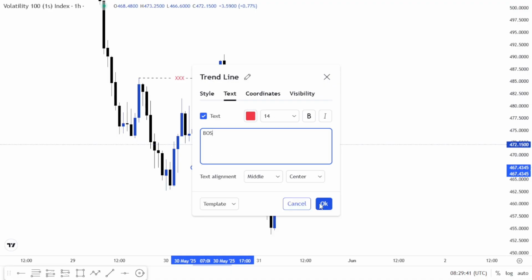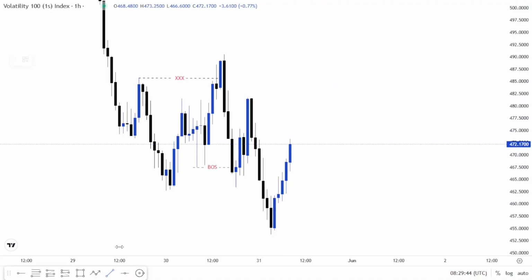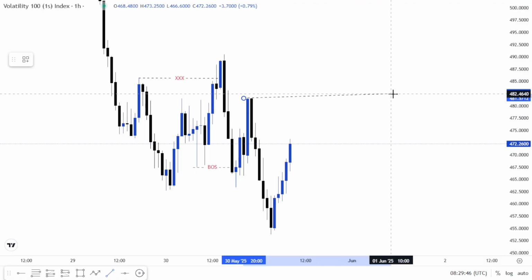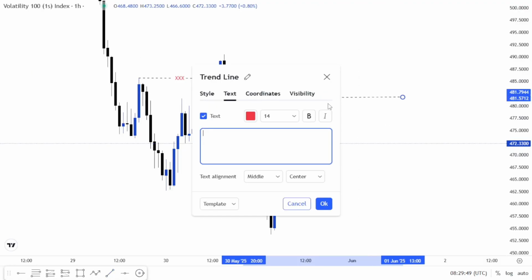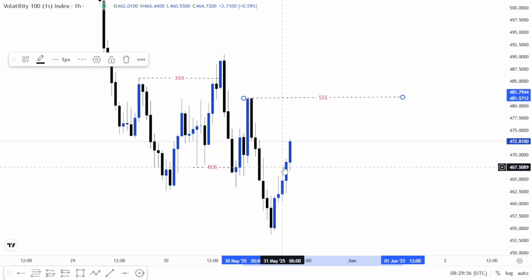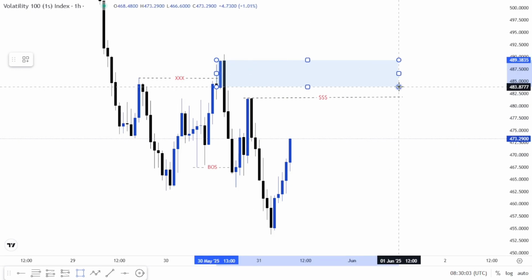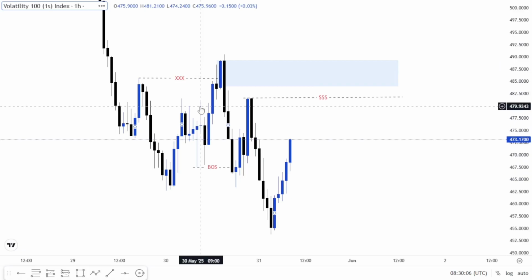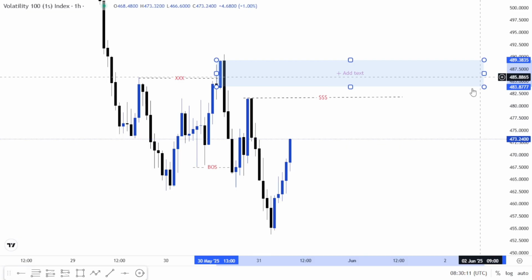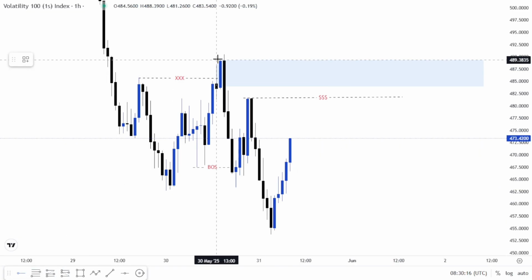Now we have that break, and then we have a pullback, which provides structural liquidity that must also be taken out. The next thing is we mark our POI. POI stands for point of interest. We can use the order block. In this particular case, we have a well-defined and detailed order block right here. So this is a very clean setup, and it's a very high probability setup.